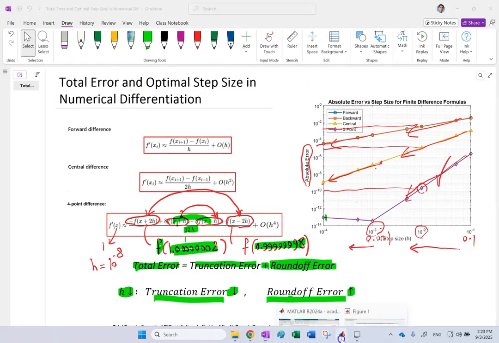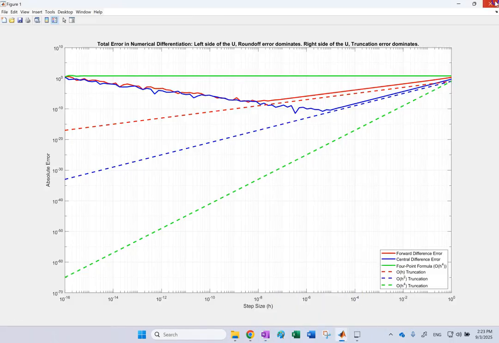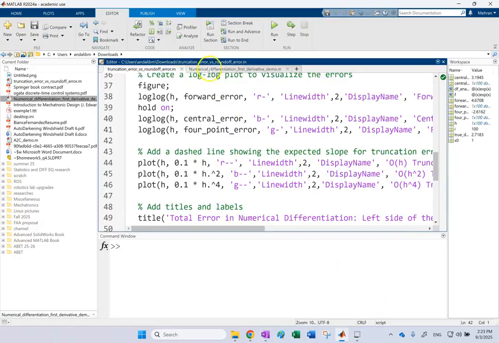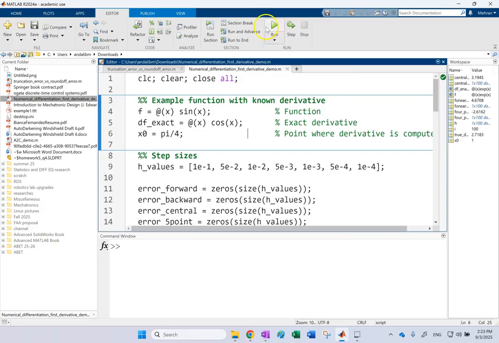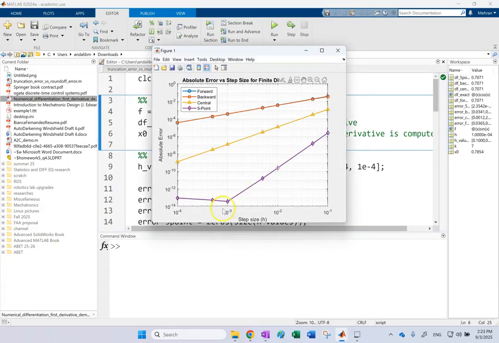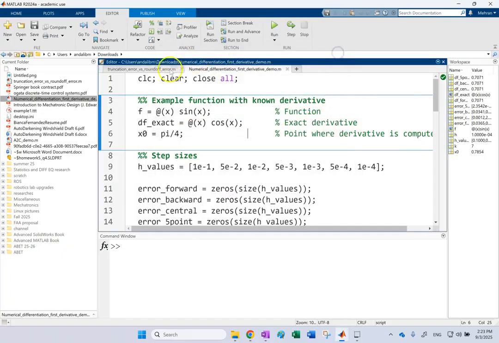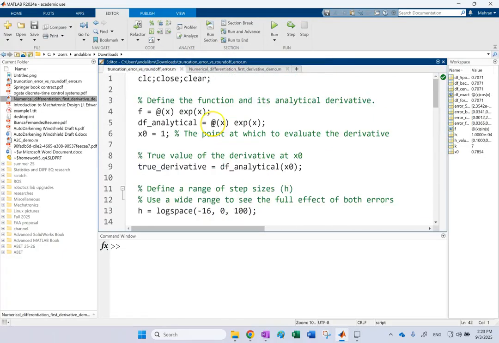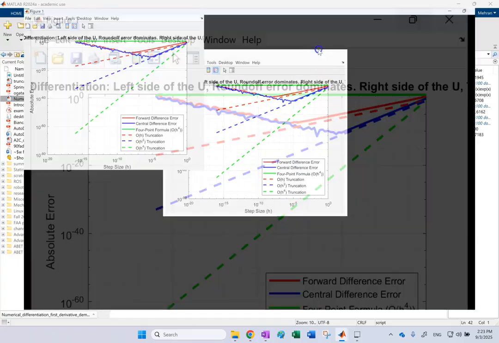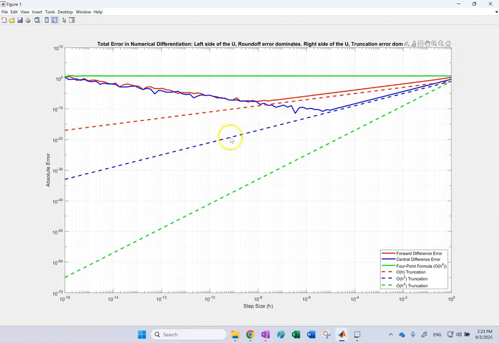And this is that code, by the way. So let me show you the code. So this is the code. This is the one that generated the question for my students, right? You can see it goes down, then it goes up. And this is that code that shows the behavior of these. So you can see the 3 methods and their truncation error and the total error for each one of them.